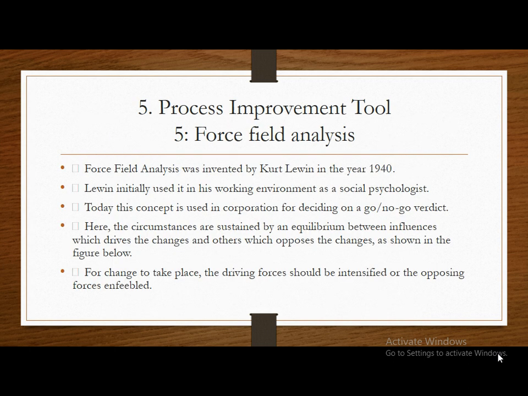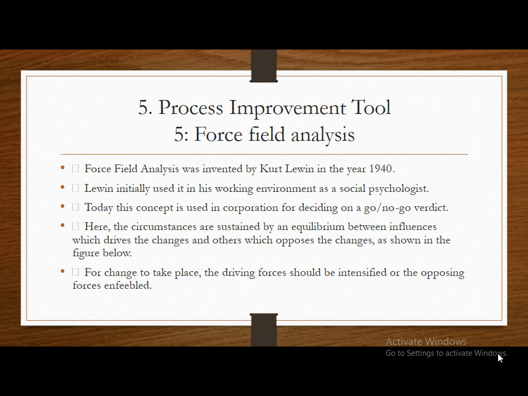So the fifth process tool is force field analysis. Force field analysis was invented by Kurt Lewin in the year 1940. Lewin initially used it in his working environment as a social psychologist. Today, this concept is used in corporations for deciding a go or no-go verdict.